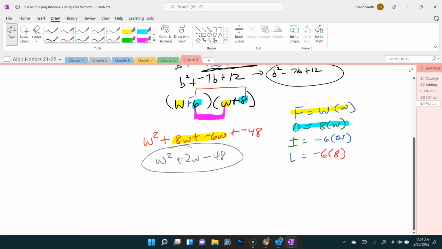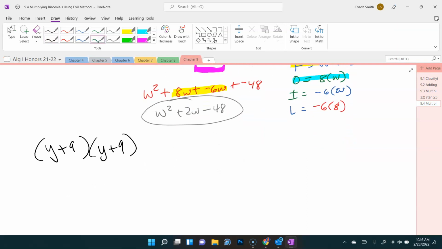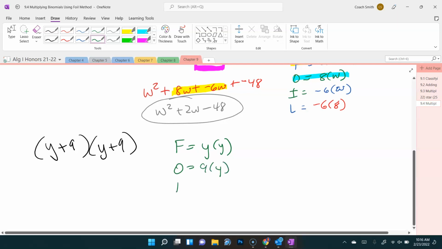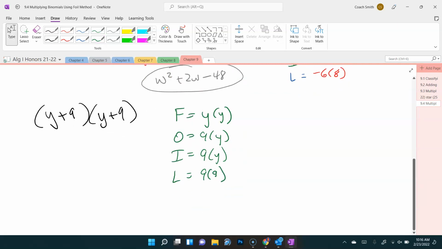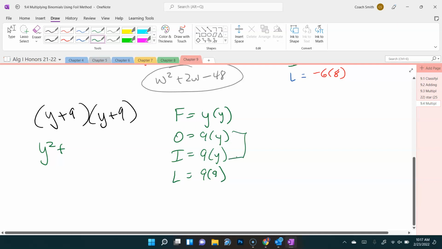If it has two plus signs, like this one here, y plus 9 times y plus 9, it still doesn't matter. It's still the same. The first would be y times y. The outer would be what? 9 times y. Inner would be what? 9 times y. Last would be 9 times 9. So that would be y squared plus these two together would be what? 18y plus 81.